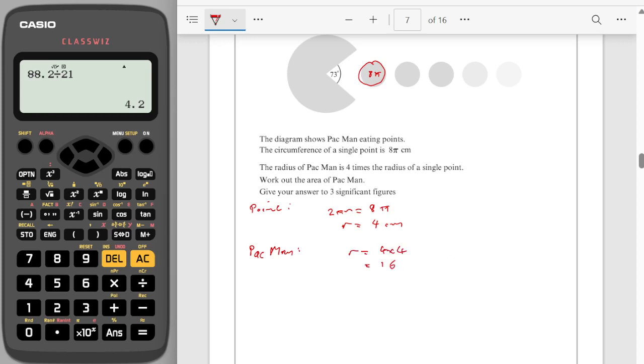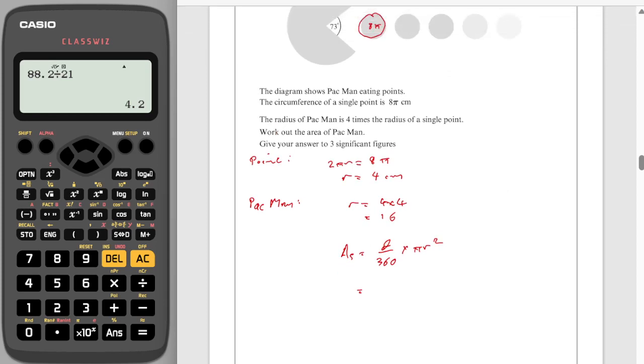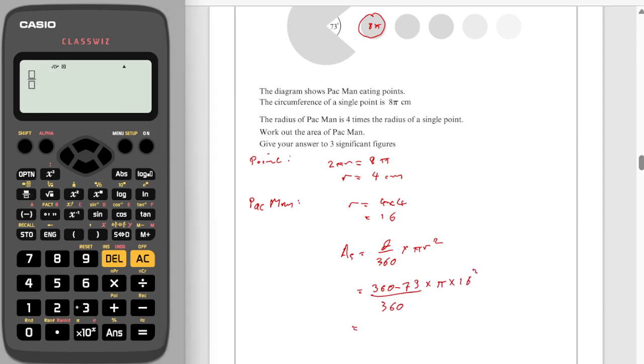So if we want to work out the area of the Pac-Man, well, the area of a sector is equal to the size of the angle divided by 360 times pi r squared. So in this case, the angle is going to be 360 minus 73, divided by 360 times pi times 16 squared. So 360 minus 73 divided by 360, and I want to times that by pi times 16 squared.